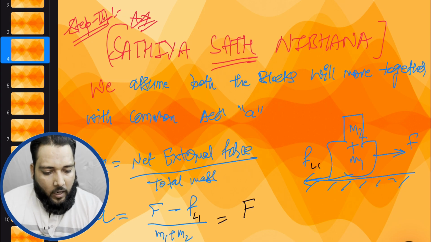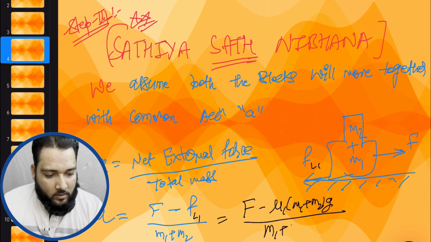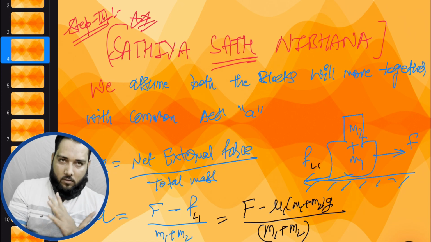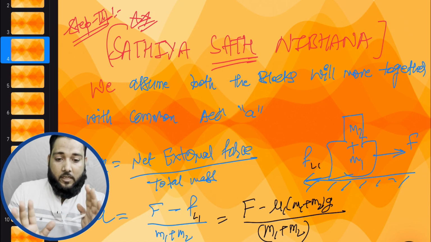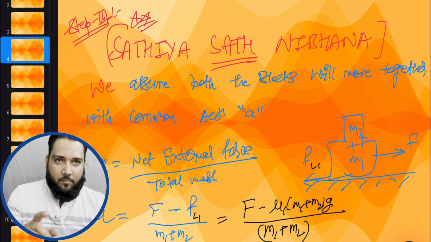This is FL1, and we know the value of FL1: A equals F minus mu1 (M1 plus M2) g, divided by M1 plus M2. I think up to here, no problem. Is it clear? It is a very important step. This step name is Satya Sath Nibhana.